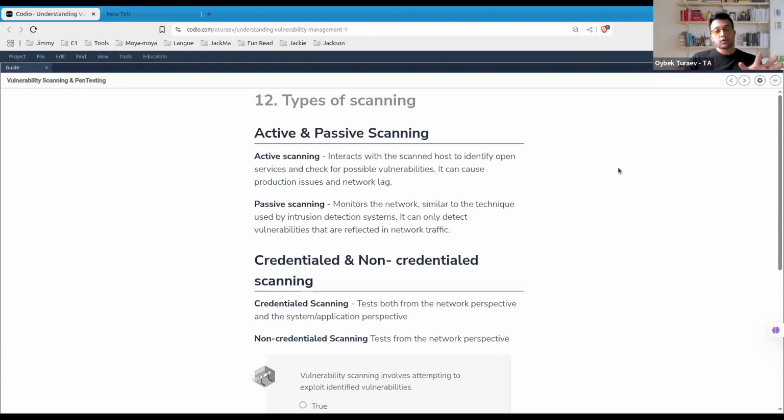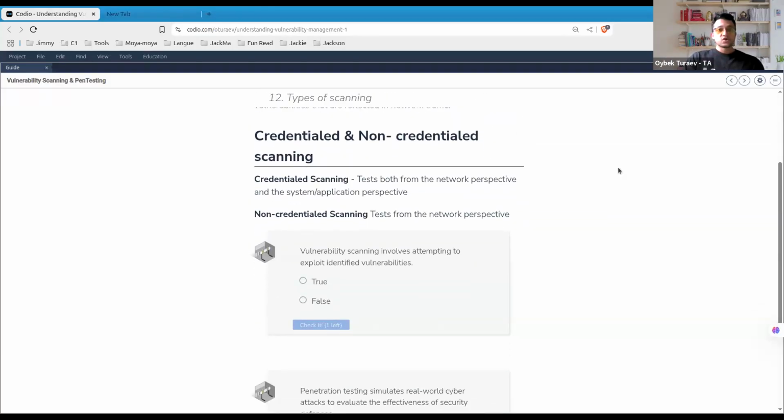Passive scanning here with vulnerability management means that you do not interact with the victim or the system often enough to disrupt problems. In active scanning, you identify open services and check for possible vulnerabilities. You automatically interact with the system, with the network. In passive scanning, you just take a look, staying a bit away from the network. You passively scan the network traffic and see what's happening.